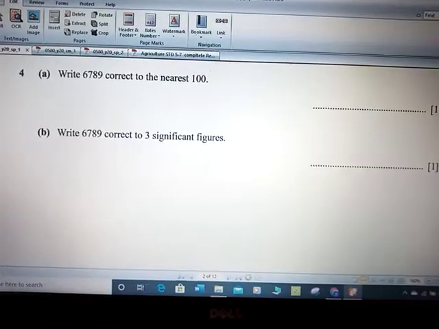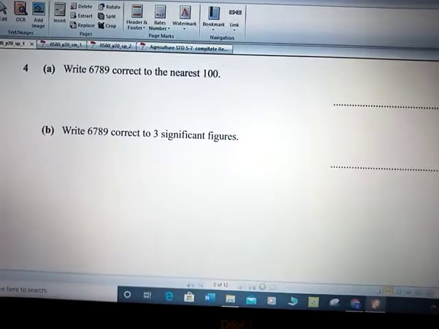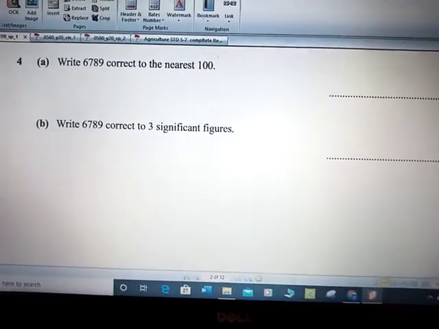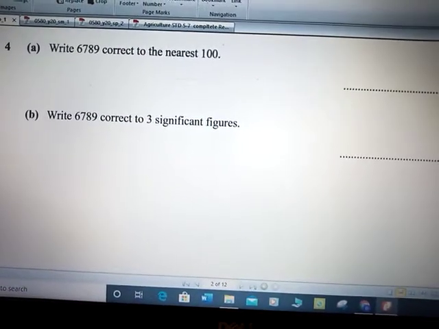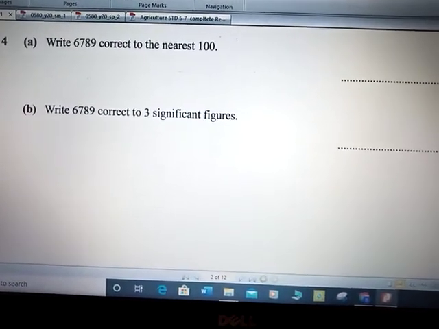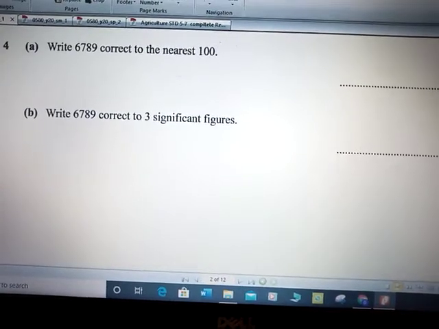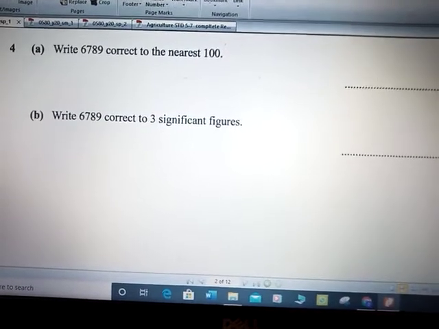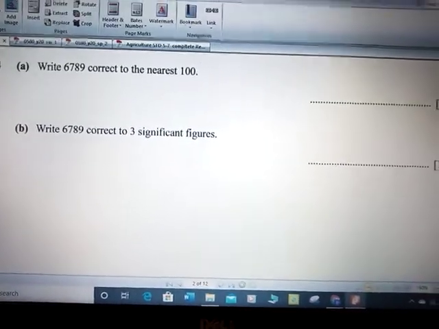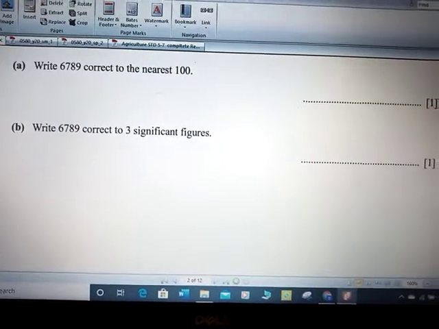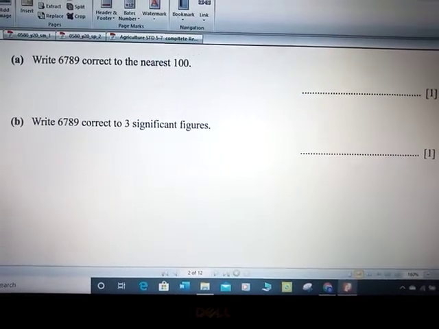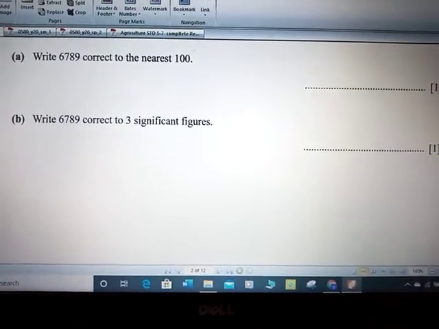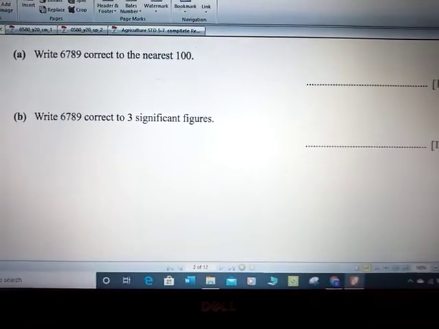Thank you. Question 4 leads us to numbers again. Part A is telling us to write that number there, 6789, correct to the nearest 100. And part B is asking us to write the same number to 3 significant figures. The marks are just one per question, which means putting the correct statement there will earn you the mark, so you should spend just a second on each of those questions.